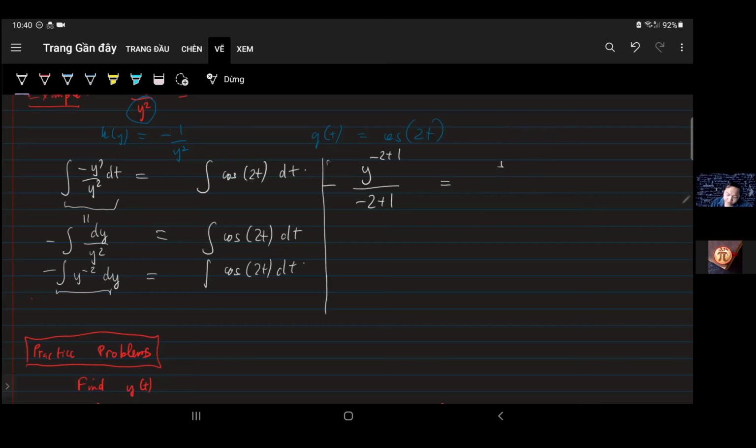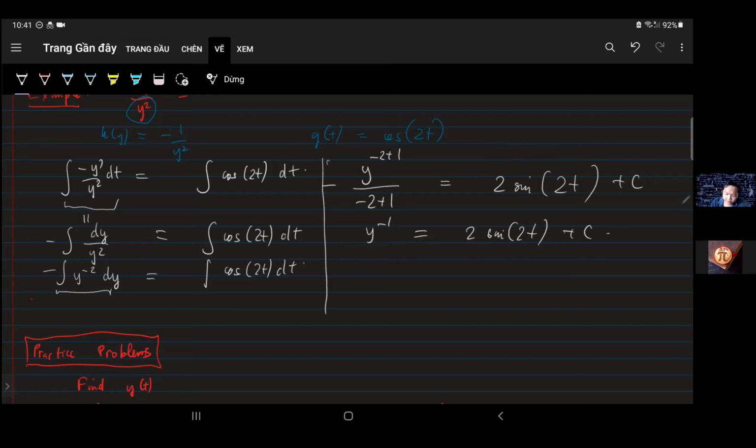Remember to do the chain rule also. So it becomes -2 of cosine of 2t, sorry, cosine, the 2 sine of 2t. Okay, and then plus some constant. So when you simplify it, negative and negative is positive. So it's equal to 2 sine of 2t plus some constant.